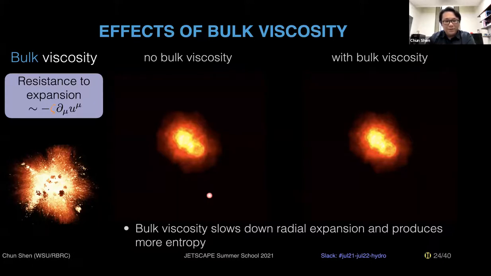The diffusion is actually a different transport phenomenon compared to viscosity. Viscosity is a diffusion of energy and momentum current. And for charge diffusion, if you have a conserved charge, it will diffuse inside the fluid, and that gives a so-called diffusion constant, which describes how charge diffuses in and out of the fluid cells. It is a different transport coefficient.